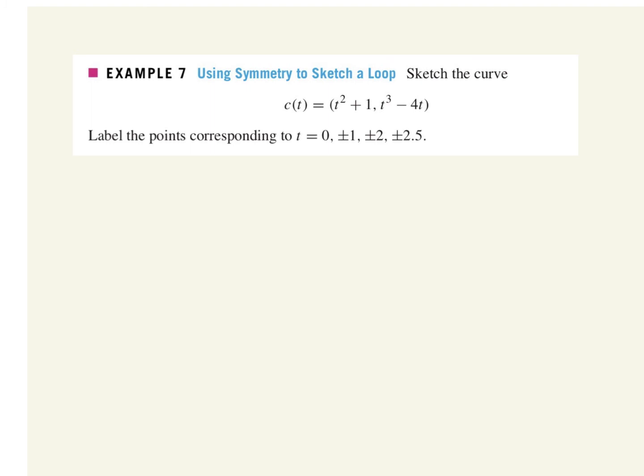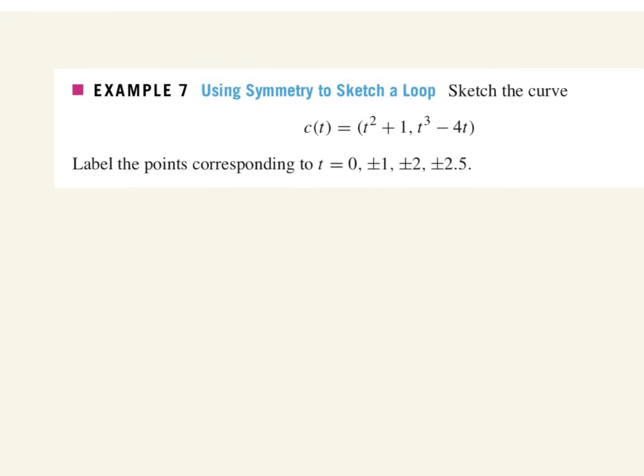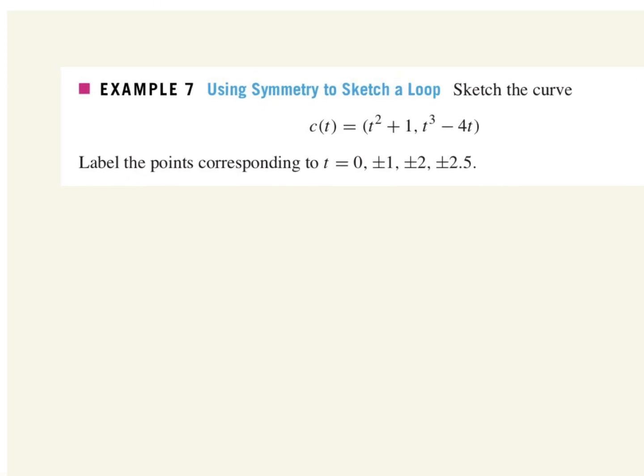Okay. This one's kind of similar in terms of just thinking about the symmetry, as it suggests, the evens versus the odds. Okay. And then saying then to label points corresponding to 0, plus or minus 1, plus or minus 2, plus or minus 2.5. So an observation about the x coordinate here, t squared plus 1, is that it's going to have symmetry across the x-axis because it's an even. Okay? So we will have that positive and the negative happening.